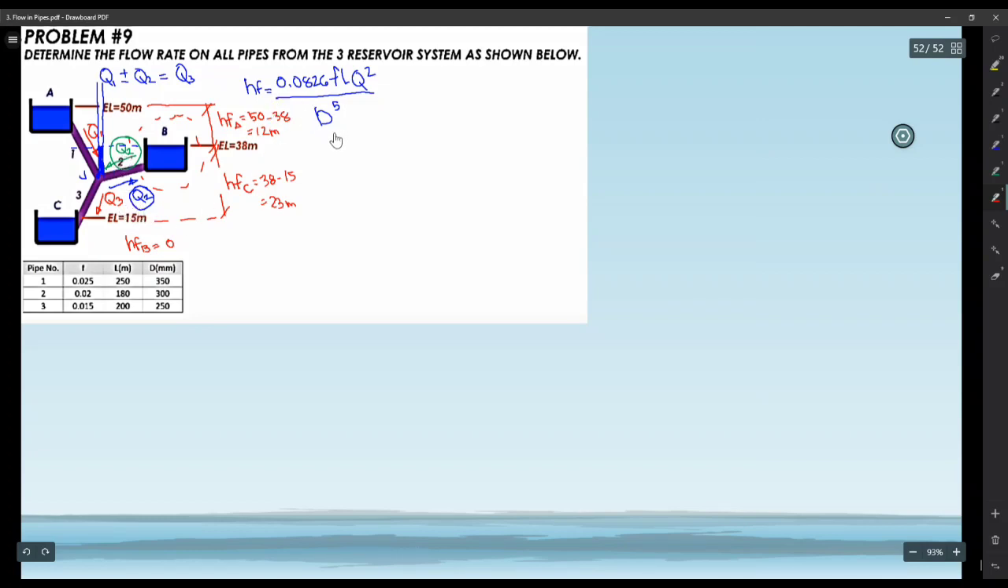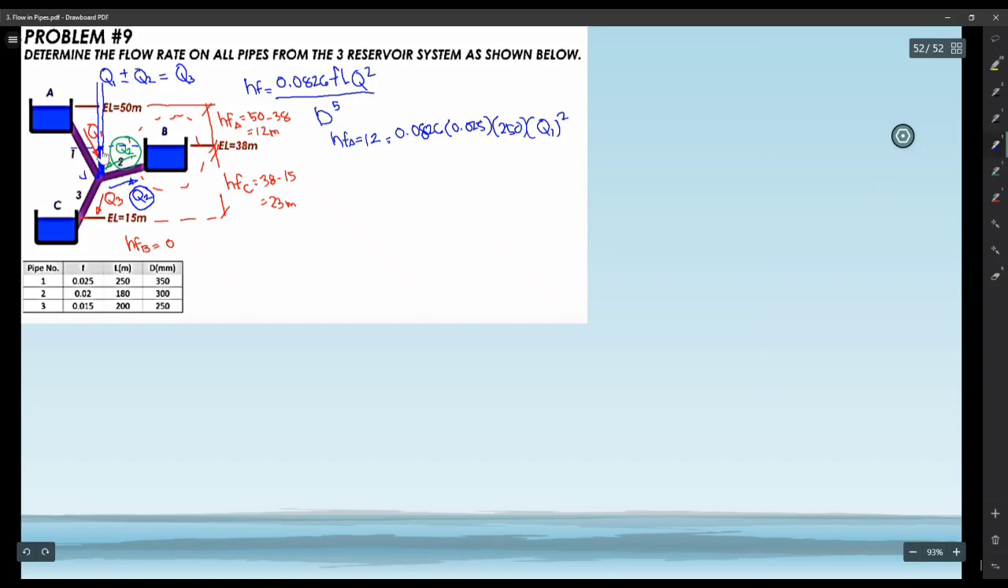So, let's start with reservoir A. For reservoir A, the head loss at point A, again, we solved by getting the difference between 50 and 38, which is 12, equals 0.0826. Given the properties of the pipe, just substitute. The friction factor there is 0.025 times the length of the pipe, which is 250, times Q. That's denoted as Q. I denoted it as 1, but that's okay, or you can just use letter A.